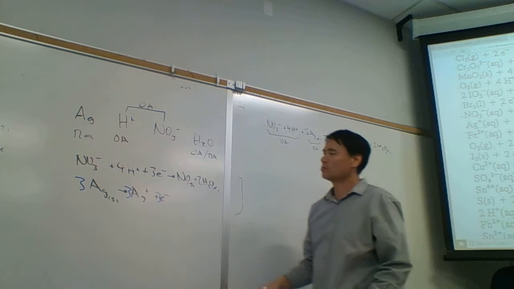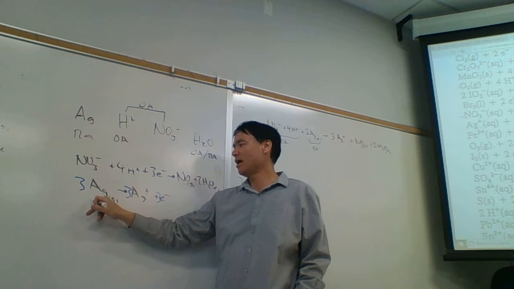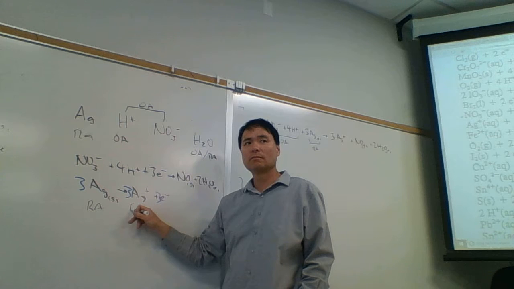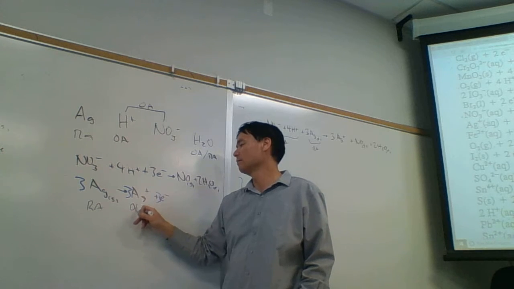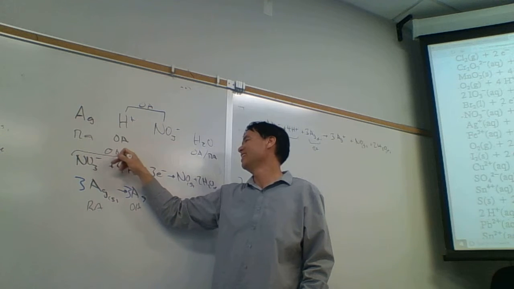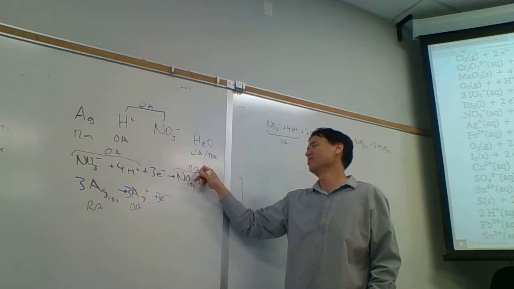Well, let's just assign its role first. This is why I do it off these half reactions. Off the half reactions it's easy because of conjugate pairs. If this is our reducer, then Ag+ must be our conjugate oxidizer. If nitrate and H+ is our oxidizer, then NO and water must be our conjugate reducer.